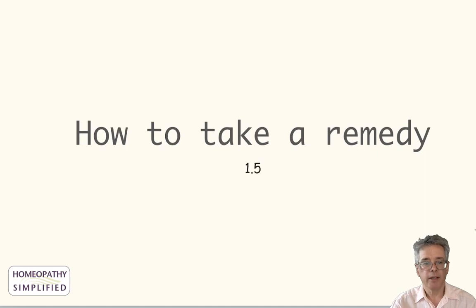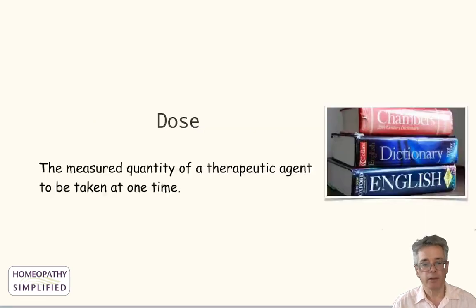So now let's look at dose. The meaning of dose in the dictionary is the measured quantity of a therapeutic agent to be taken at one time. For most people, we learn to dose the homeopathic remedy from the instructions on the label. In Canada and most parts of the world, the prescribed dose on the label is often at odds with what a trained homeopath would recommend. And in this episode, we're going to look at why.